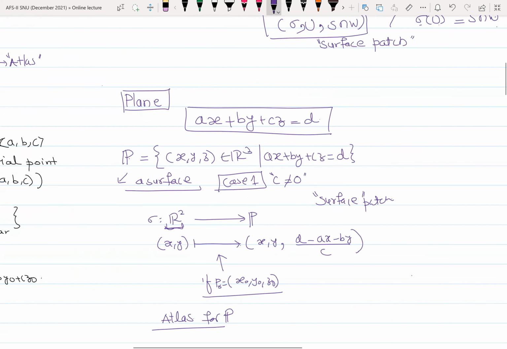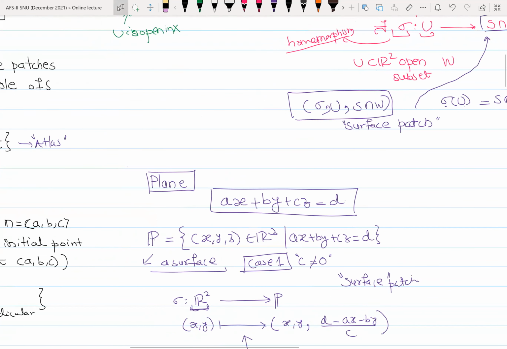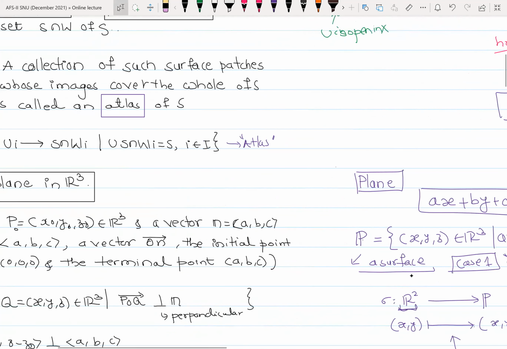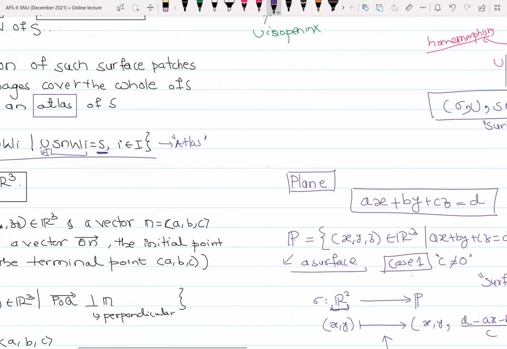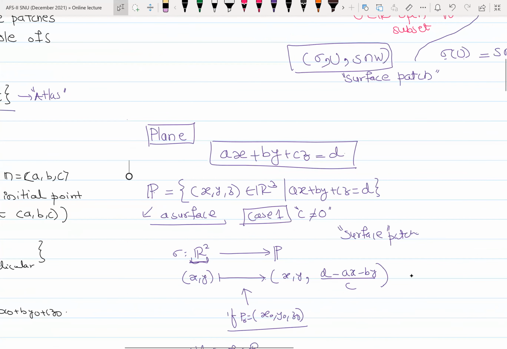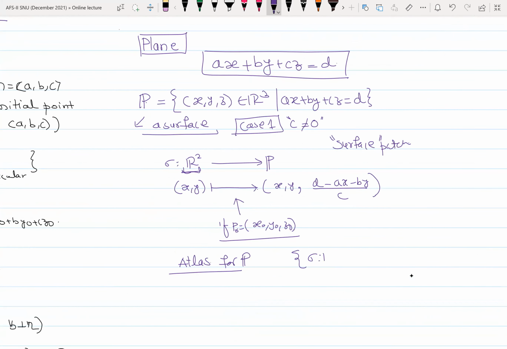See, atlas, do you remember the definition of atlas? You have to give surface patches which will cover the entire S, right? This is my definition of atlas. So here the atlas consists of only a single surface patch. So this is also an atlas for P, consisting of only one patch. Is that okay?